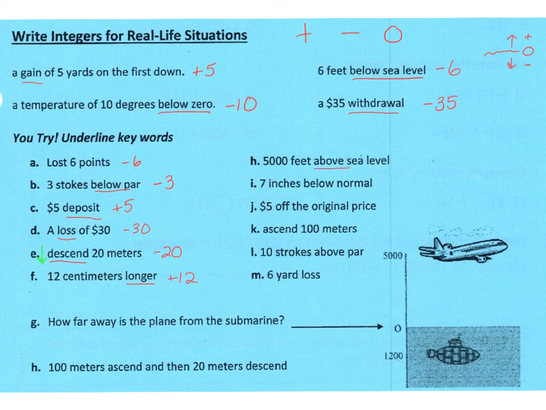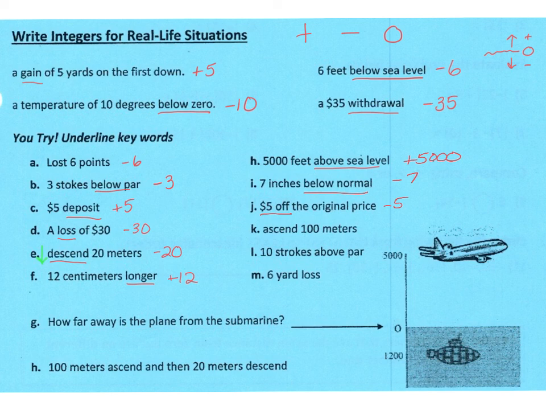5,000 feet above sea level would be a positive, because remember my picture up here at the top, 0 is sea level, above sea level are our positive integers, so above sea level is +5,000. 7 inches below normal, below means -7. $5 off the original price, -5.